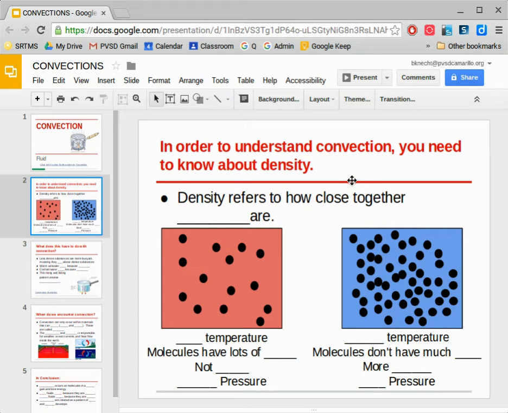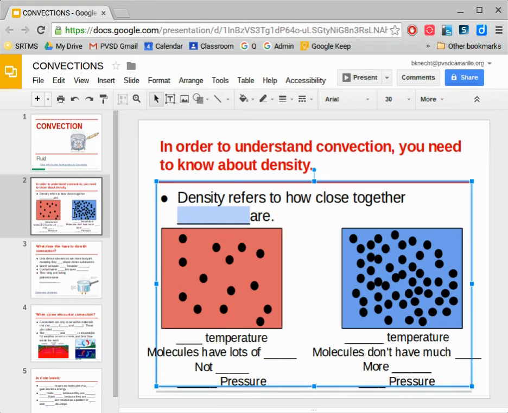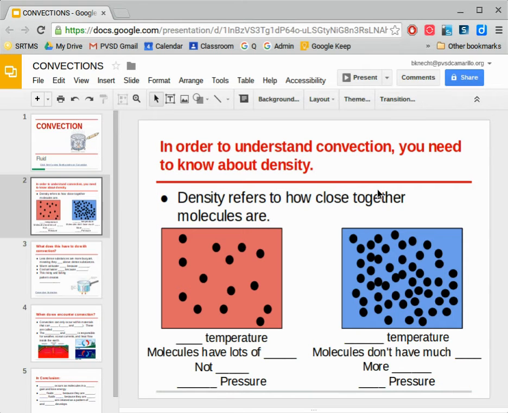So in order to understand convection, we also need to know about density. Density refers to how close together the molecules are. Molecules, you can think about, are just like penguins. So what do penguins do when it's warm outside?